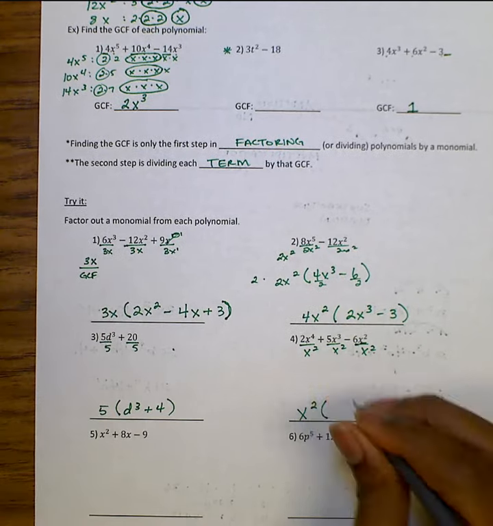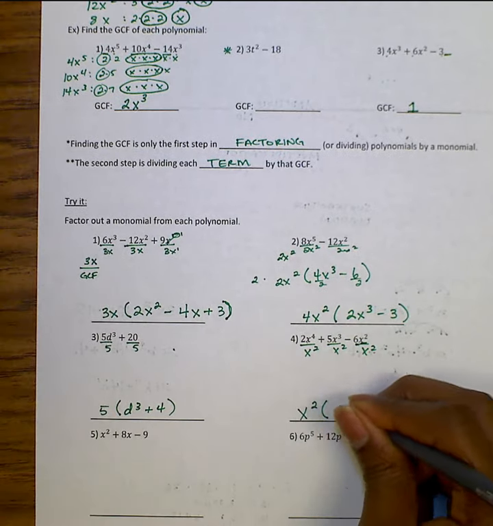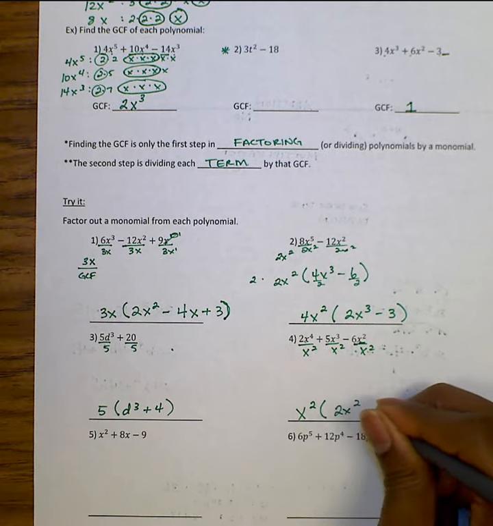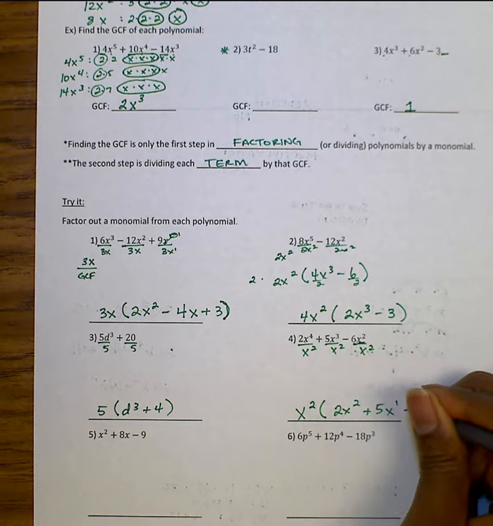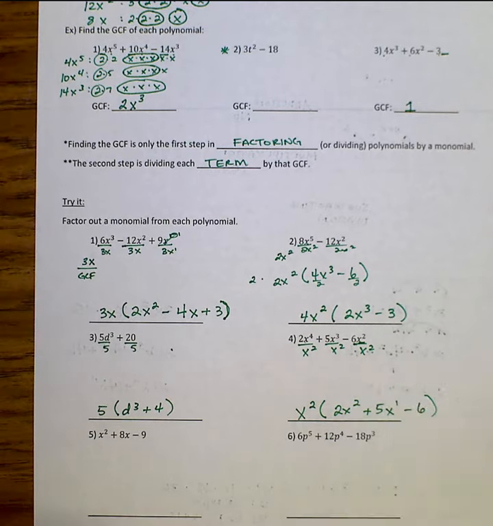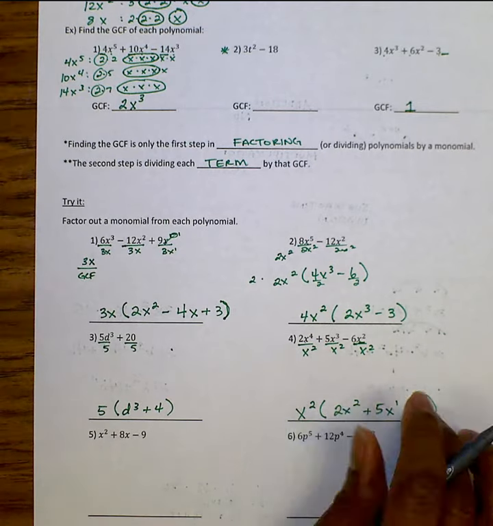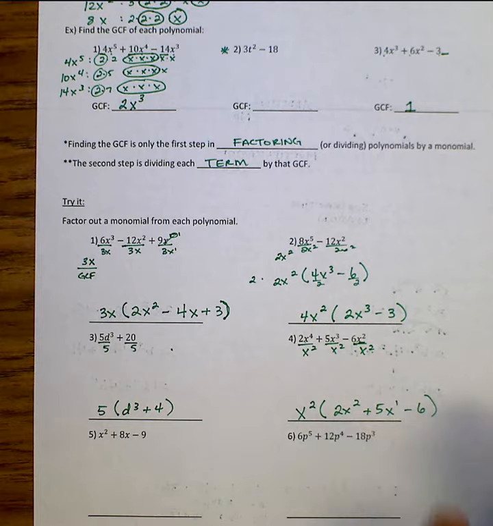And then inside I have 2x squared plus 5x to the 1st minus 6. And I look and say, is there anything that goes into all these numbers? Nope. So I'm good.